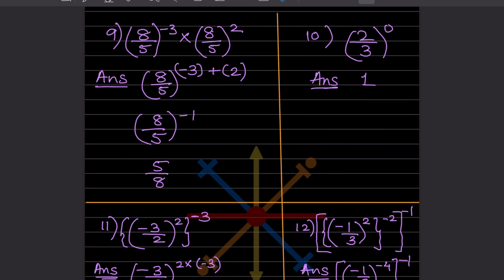Now you know that is the rule, a raised to 0 is 1. So here 2 by 3 raised to 0 is going to be 1.